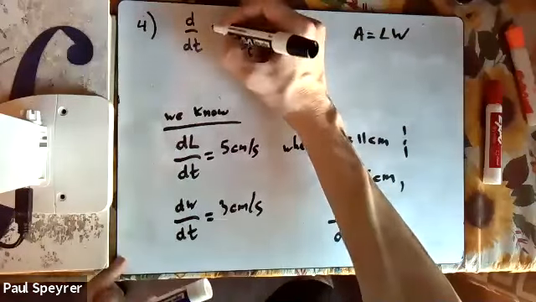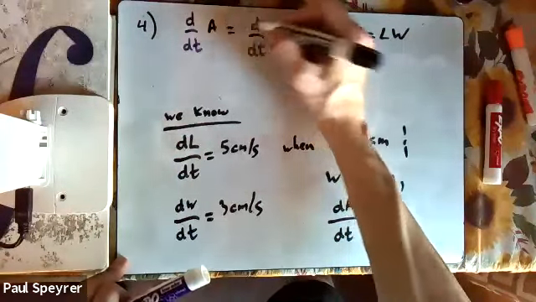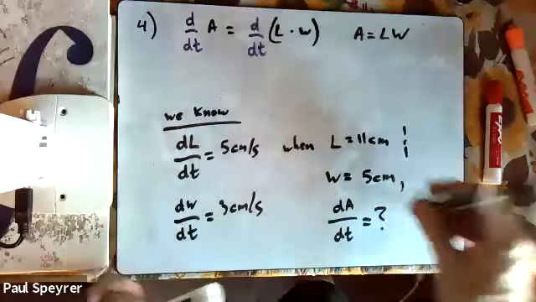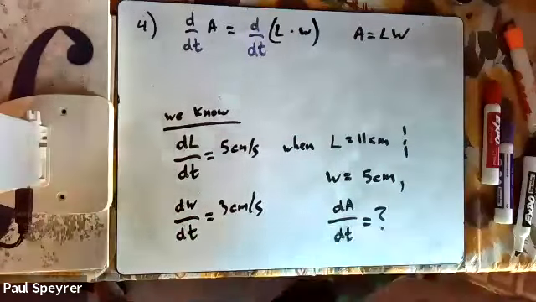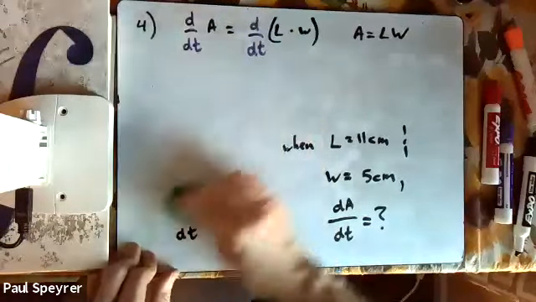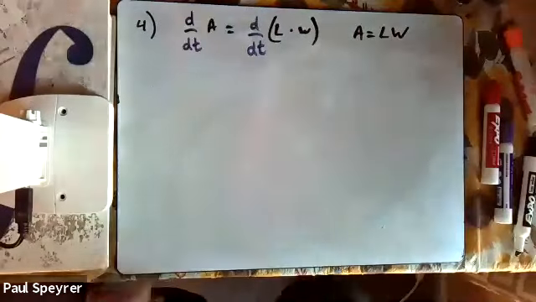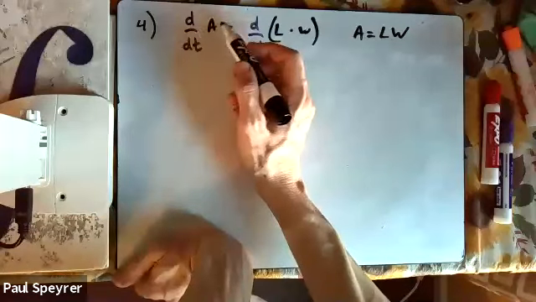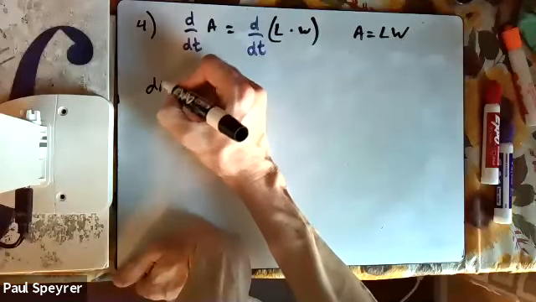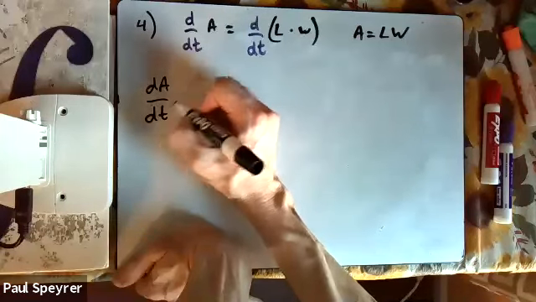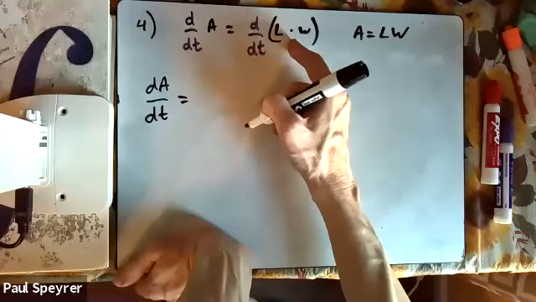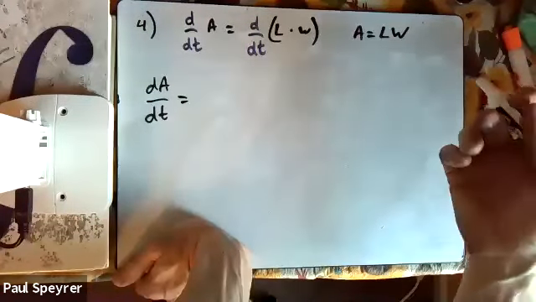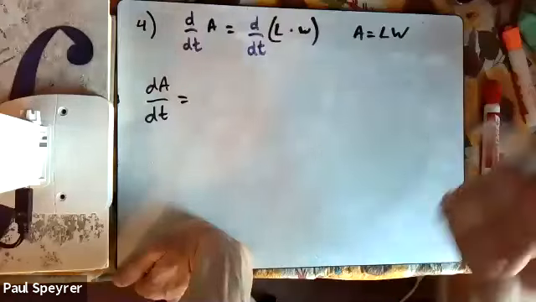So we have dA/dt, the derivative of the area, equals d/dt of length times width. Left side, pretty straightforward, right? The derivative of area with respect to time is dA/dt. Now the right side, though, we have two variables. We don't just have one. Remember, in all the other problems, we always had one variable, like just the radius or just the side of something.